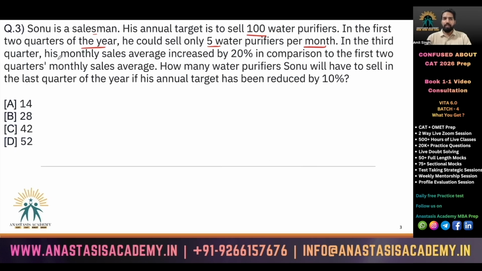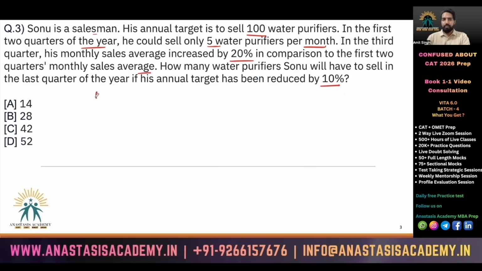In the third quarter, his monthly sales average increased by 20% in comparison to the first 2 quarters monthly sales average. How many water purifiers will Sonu have to sell in the last quarter of the year if his annual target has been reduced by 10%?